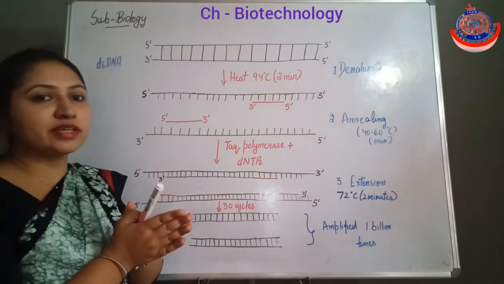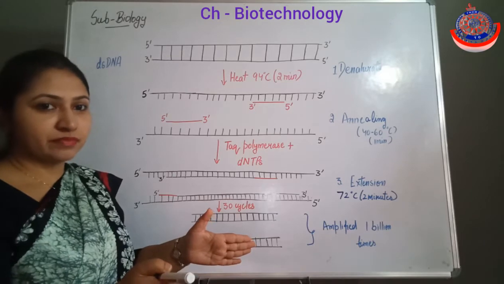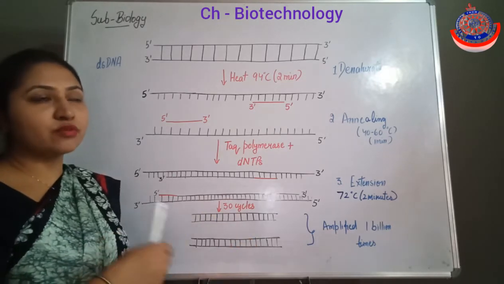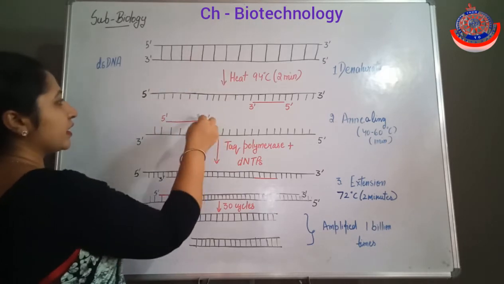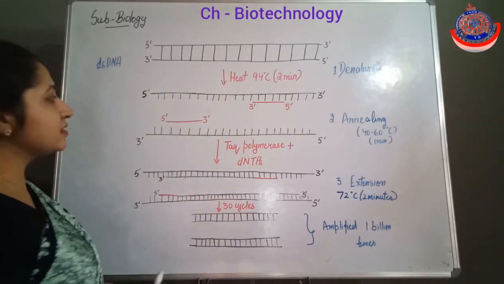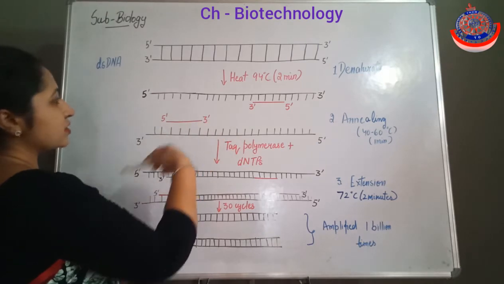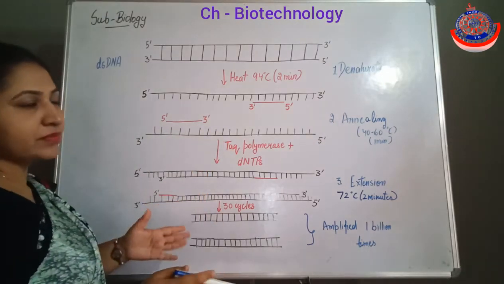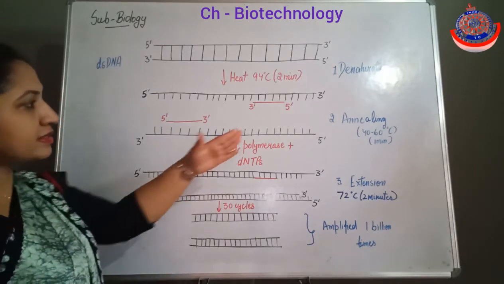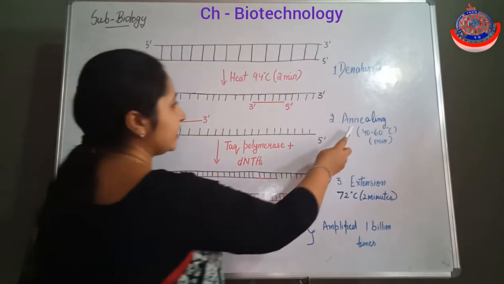The strands of the DNA will get separated. Why? Because the hydrogen bonds that are present between these two strands will break down. As the hydrogen bonds break down, the strands also get separated. Now the next step, that is the second step, is annealing.